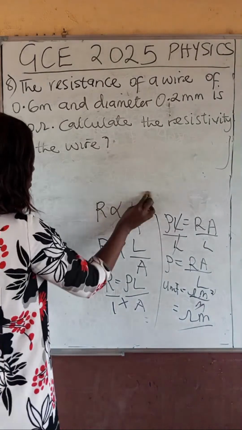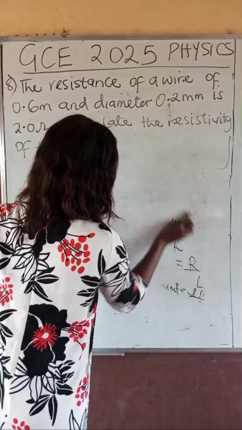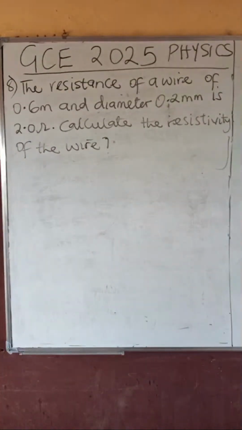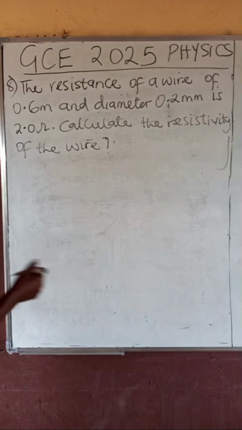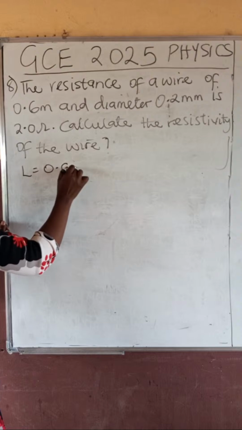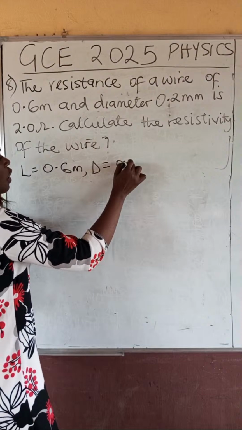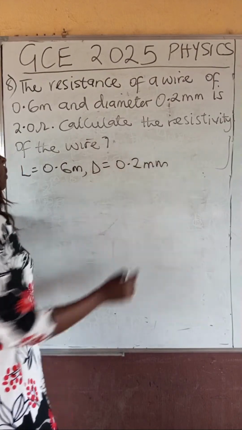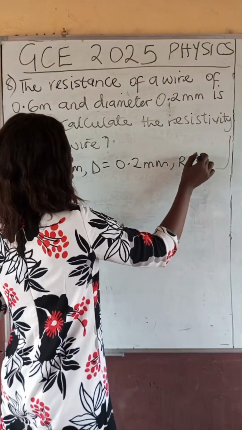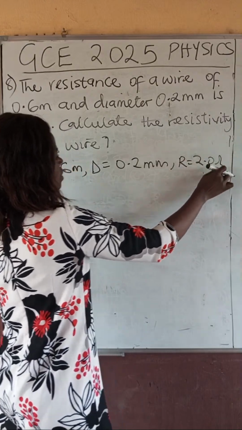All right, so let's put in our values and solve our problem. Now let's substitute what we have. The length L is 0.6 meters, the diameter D is 0.2 millimeters, and the resistance R is 2.0 ohms.